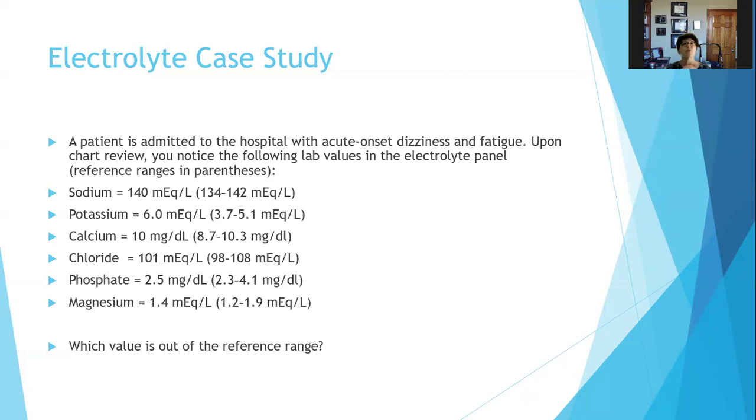Sodium is 140, and that's within the range of 134 to 142. Potassium is 6.0, and that is high. Potassium's high, so we're talking hyperkalemia now. Calcium is within the range, chloride is within the range, phosphate is within the range, and magnesium is within the range. So potassium is our value that's out of the reference range.